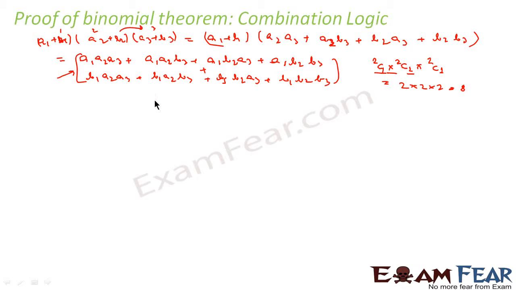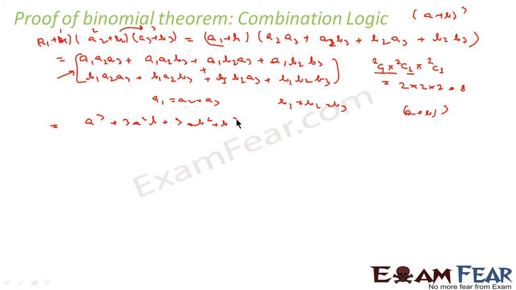Now let's assume A1 equals A2 equals A3, and B1 equals B2 equals B3, because we wanted to find (A + B) whole cube. That was our intention. Just to explain that there is a combination pattern involved, I made the buckets A1 B1, A2 B2 and A3 B3. If you solve this, it becomes A cube plus 3A square B plus 3AB square plus B cube.